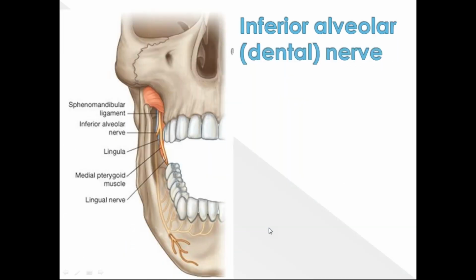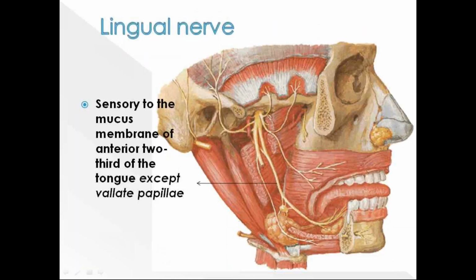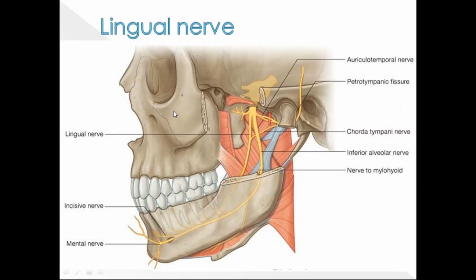Next we'll go on to the lingual nerve, which is very important. The lingual nerve lies in front of the inferior alveolar nerve. This is the inferior alveolar nerve, so it lies in front of it. Mainly it gives sensation to the mucous membrane of the anterior 2/3 of the tongue, except the vallate papillae. That means it carries sensation, and that's why it is called the lingual nerve. This is the lingual nerve here.